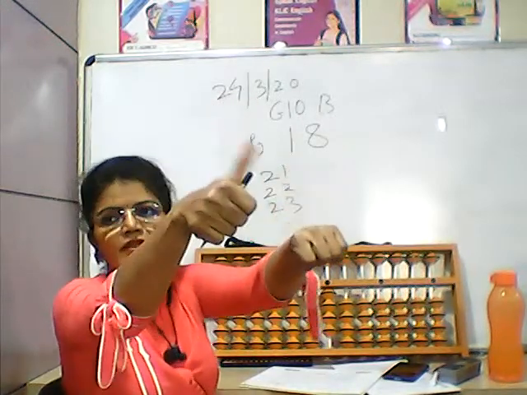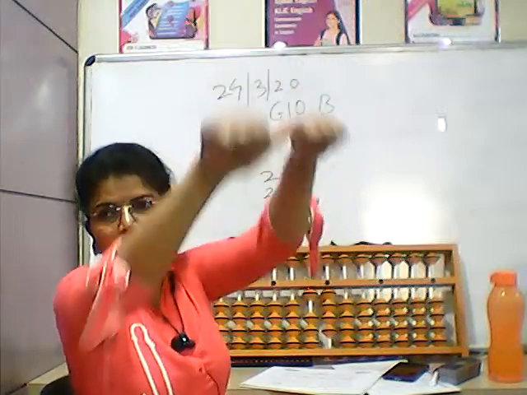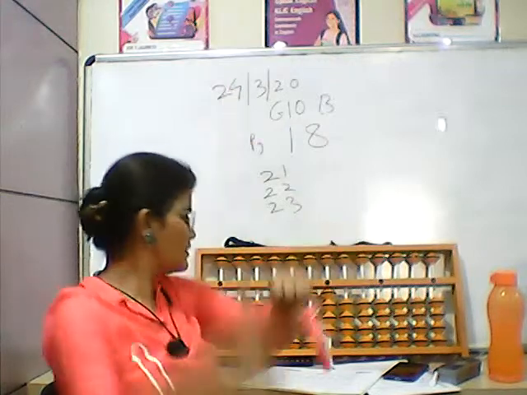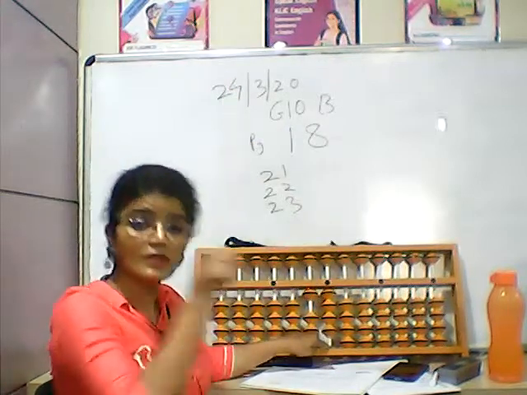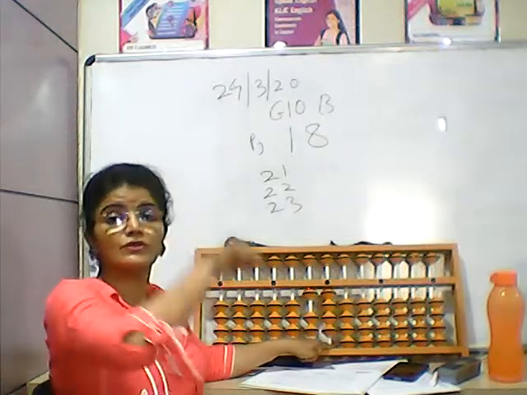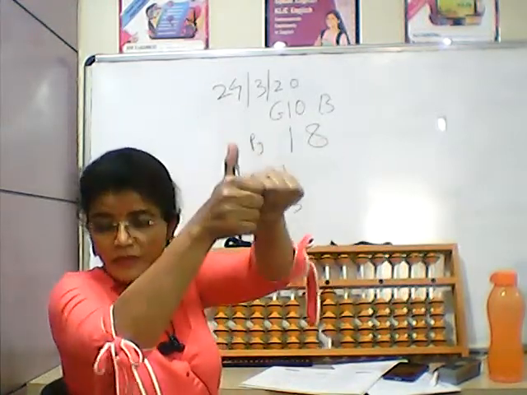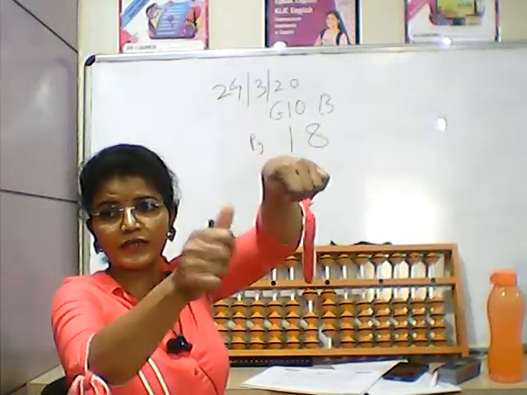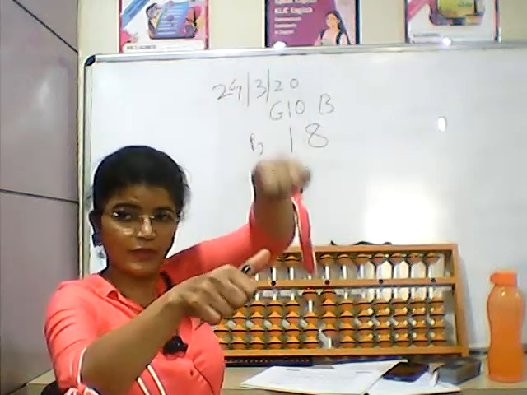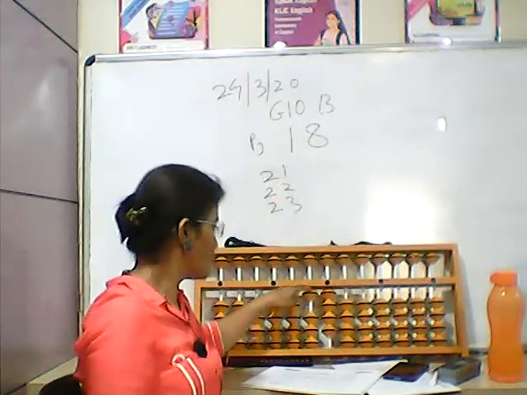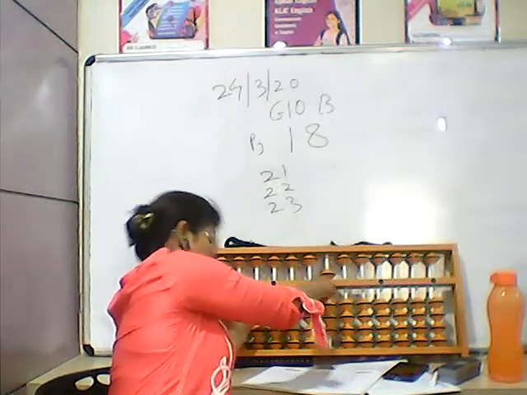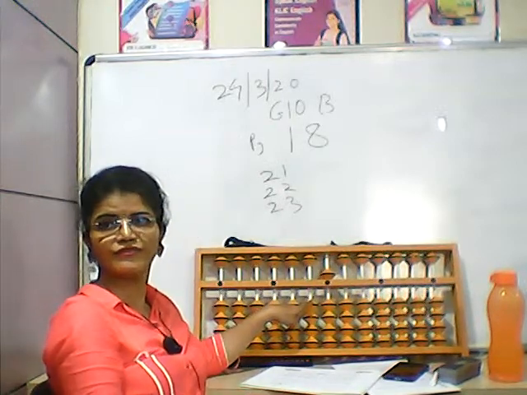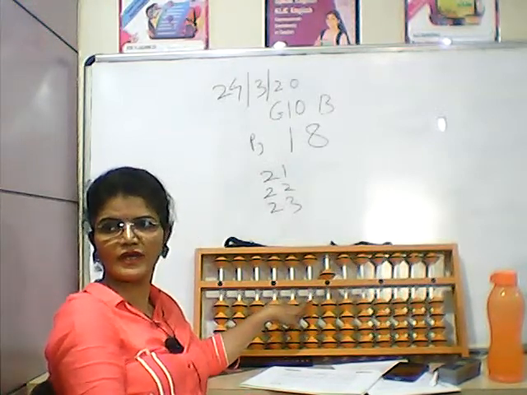Minus 9. Minus 10 plus 1. Plus 1 to nahi hai. So make complement: minus 10 plus 5 minus 4. That is, answer is 5.